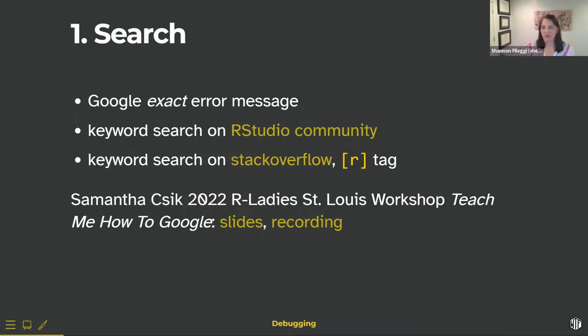So one thing you can do is do a search, right? You can Google the exact error message. You can look on RStudio community. You can look on Stack Overflow and the R tag. And if you're not feeling super proficient in your Google search, Samantha Sisk had a great workshop about teach me how to Google, and I would recommend that you look at that.